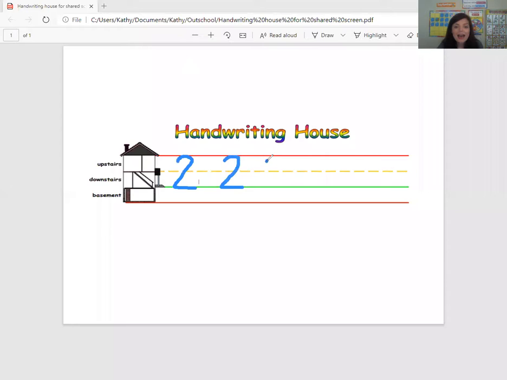Let's try that again. Go up, slide down, and out. Do you see that I'm starting just below the ceiling of the upstairs? Then I can go up and give it a little curve. Slide down and out. This is the number 2, and now I want us to count some things. I have some pretty creepy things today. We're going to be talking about letter I and insects, and look what I have for us to count today.